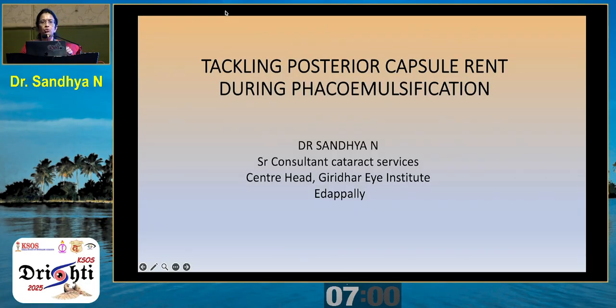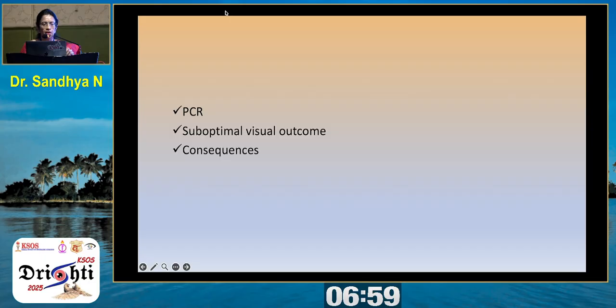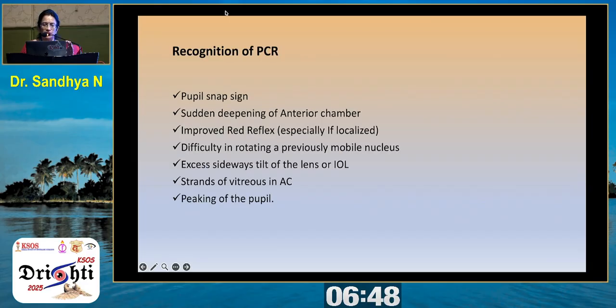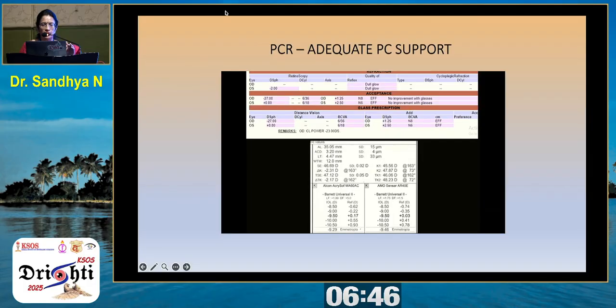Tackling posterior capsule rent during phacoemulsification. PCR can produce suboptimal outcome if it is not managed properly, and the consequences of this complication depend on the stage at which it occurs and also the facilities available to manage it. So these are the signs of posterior capsule rent.